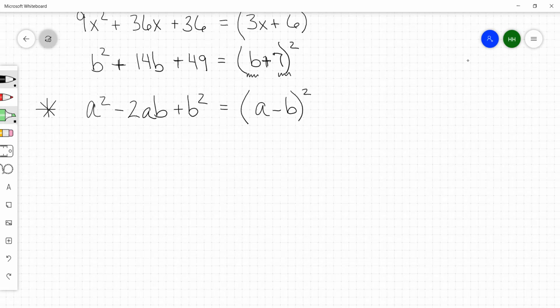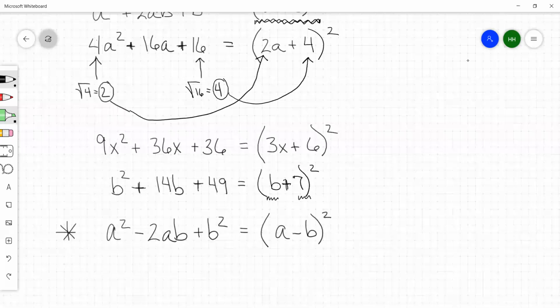What the middle number is: it's the square root of what's in front of the a squared, times the square root of what's in front of the b squared, times 2. Why is it minus b? Well, this is kind of a pattern type thing.